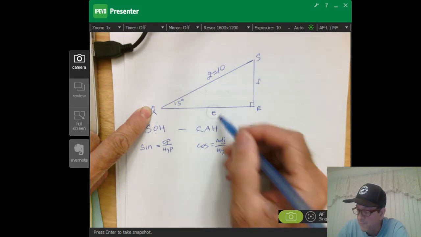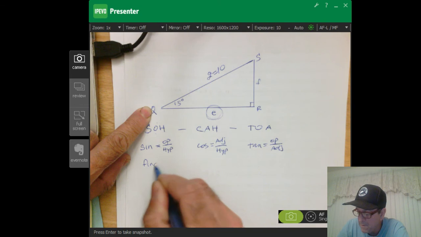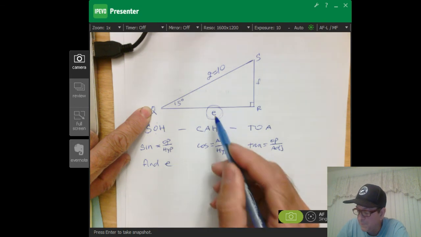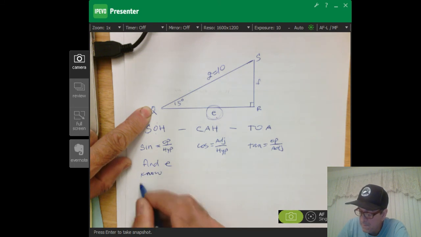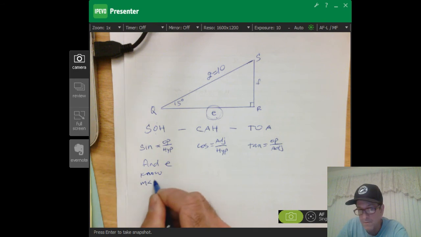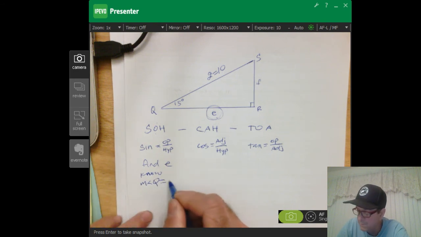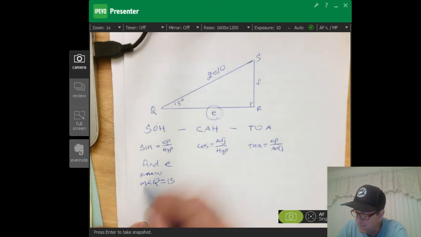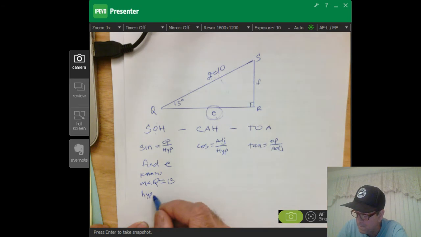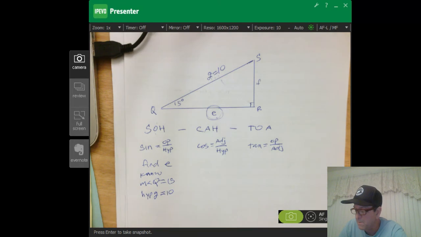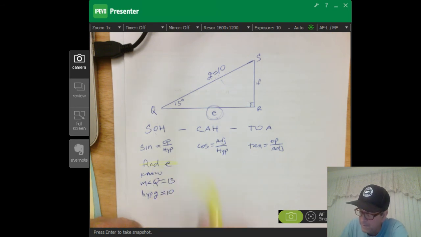But the one we're trying to find is E, which is our adjacent side. Okay, we know the angle, so the measure of angle Q equals 15, and we know our hypotenuse, which is G, because straight across from R, our hypotenuse G equals 10. So we look here at our information. We have our angle, but we're trying to find E.